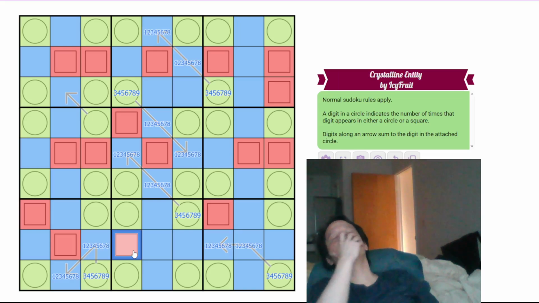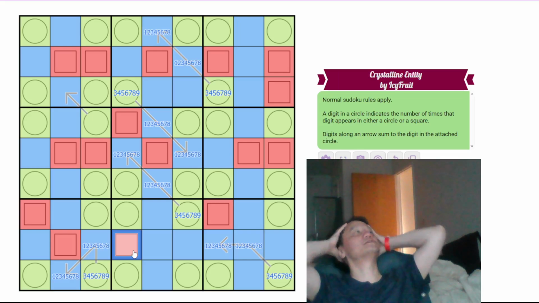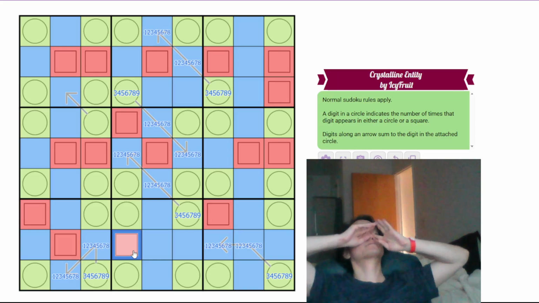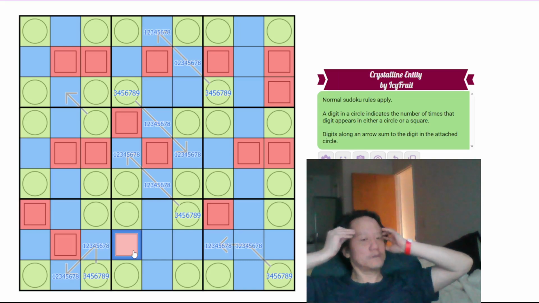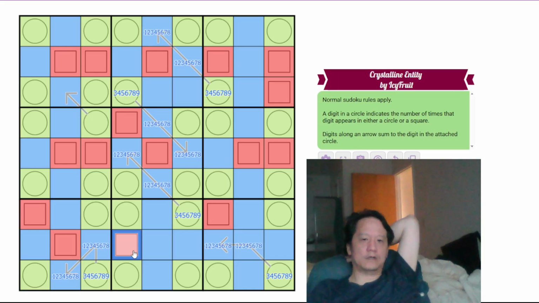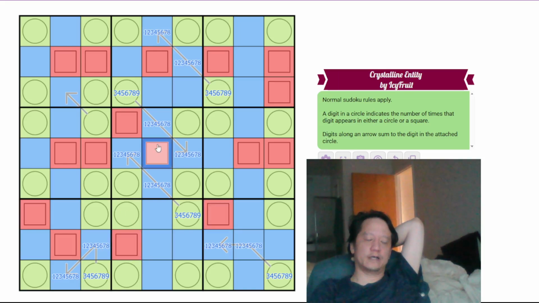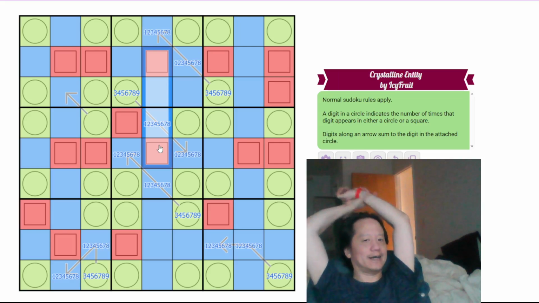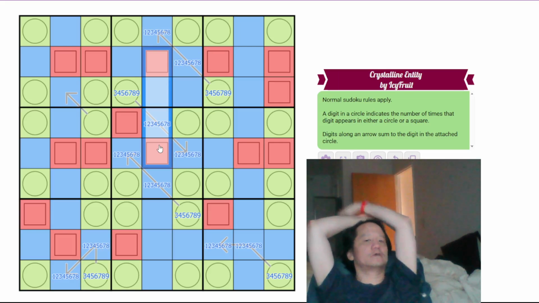We have 31 circles and 16 squares. The squares are in all 9 boxes. That's not helpful. They're in all 9, or they're in 8 out of the 9 rows. Sorry, columns. They're in 6 out of the 9 rows. Does that tell us anything? Not particularly.